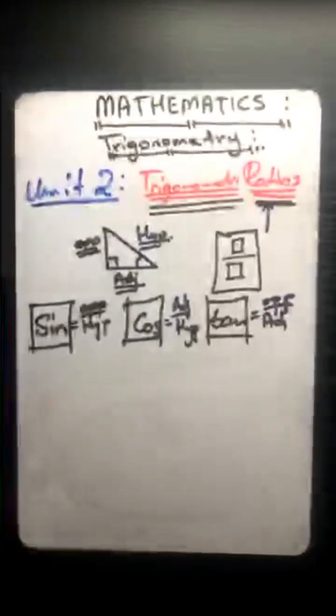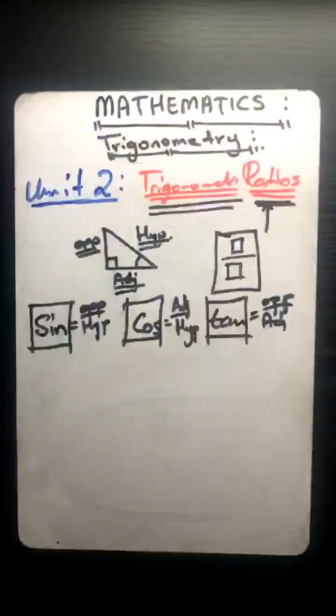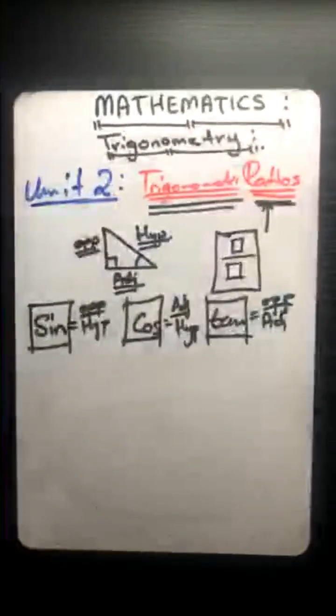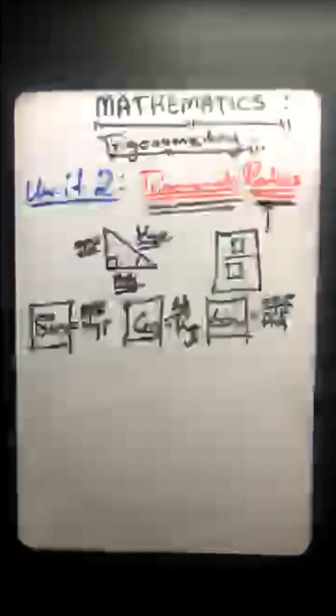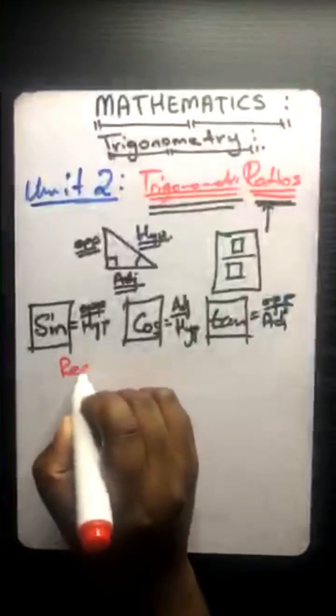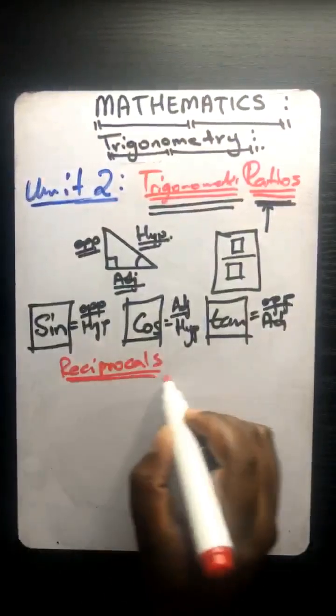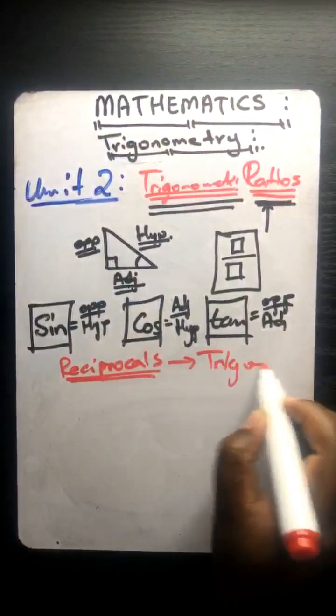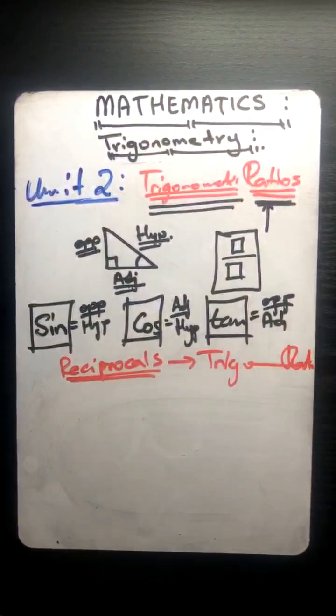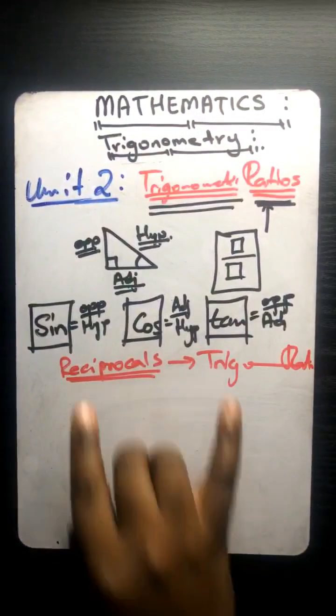So now, let's introduce another heavyweight. Listen very carefully. I want to say some difficult words. We've got what we call the reciprocals of the trigonometric ratios. Reciprocals. Of what? Of trigonometric ratios. I normally call these the cousins of trigonometric ratios.